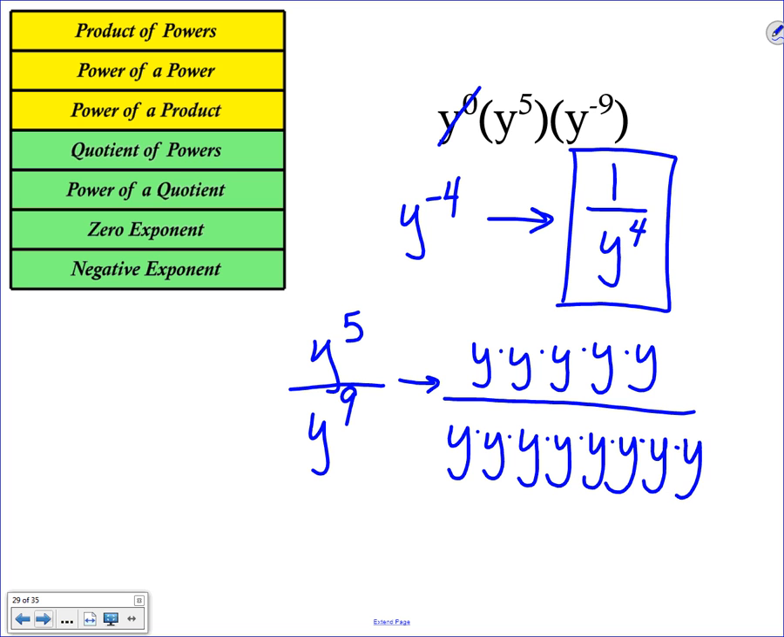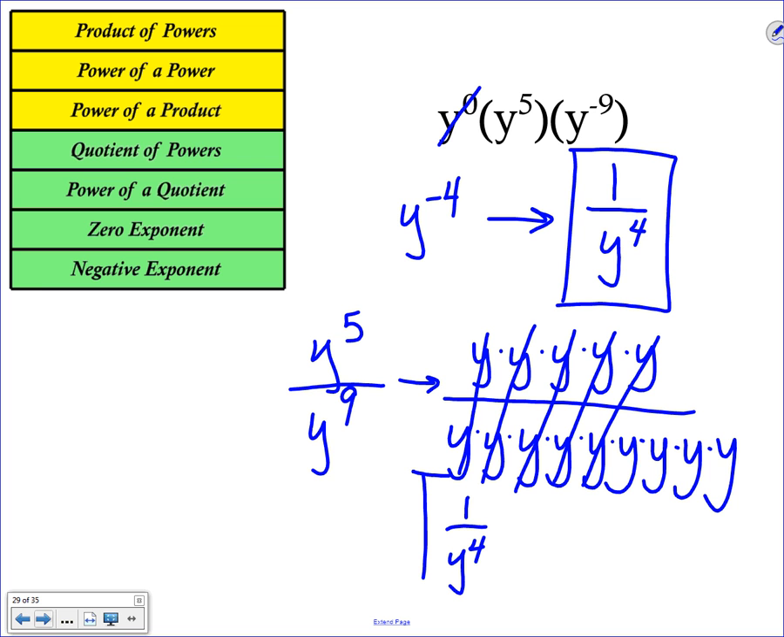7, 8, 9. And I can cancel out some things here. I have y over y, y over y, y over y. Those each make 1. And I'm left with 4 of these y's in the denominator, which gives us 1 over y to the 4th power also. So I could subtract my exponents by saying 9 minus 5 is 4. And the fact that I have more y's in the denominator, that's where my y's are going to end up. So both methods will give me 1 over y to the 4th. Do whatever makes the most sense to you.